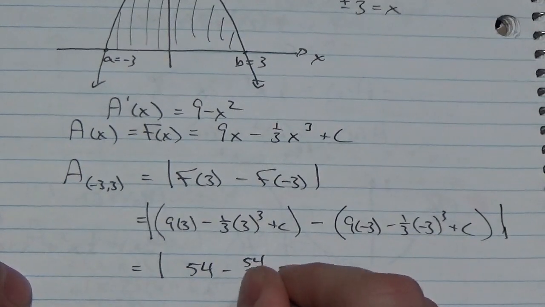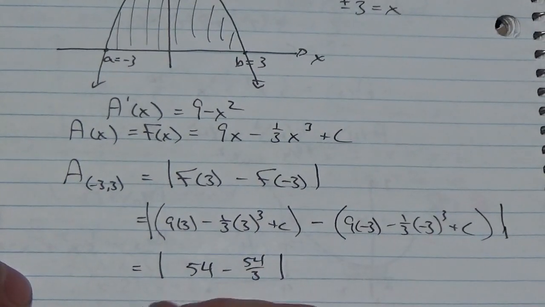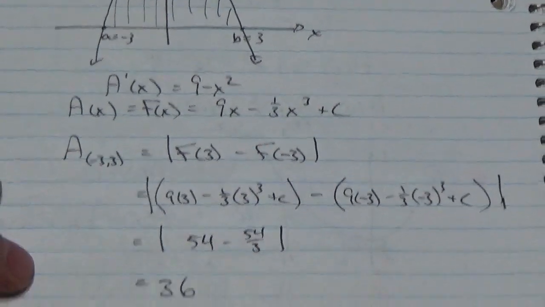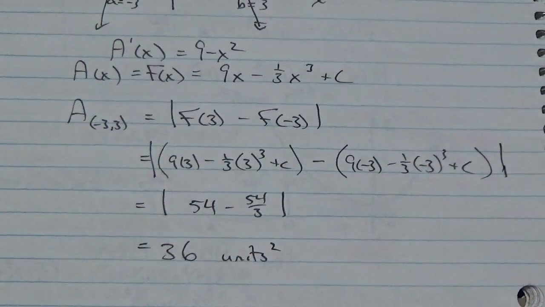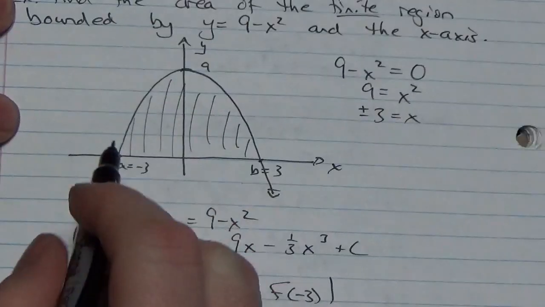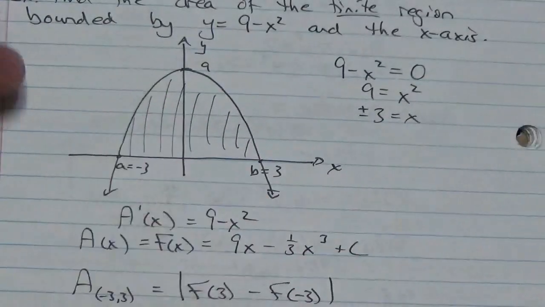This is going to become 54 minus negative 54, over 3, and the answer that I get is 36. 36 units squared. And that is the area of that shape right there.